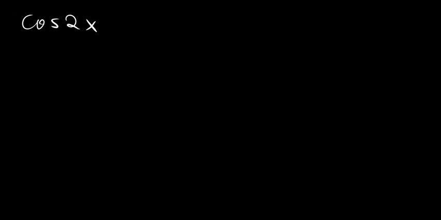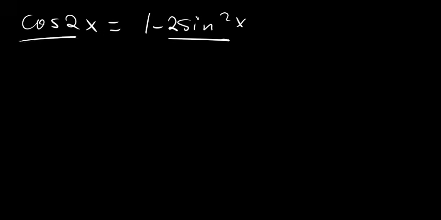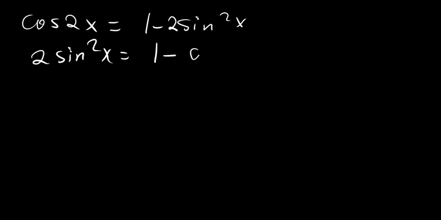So I gave you another identity to say it was 1 minus sine squared x. You remember? It was 2 here. Is that okay? So let us go ahead and shift this to the left side and shift this to the other side. So we are going to have 2 sine squared x is equal to 1 minus cos 2x.